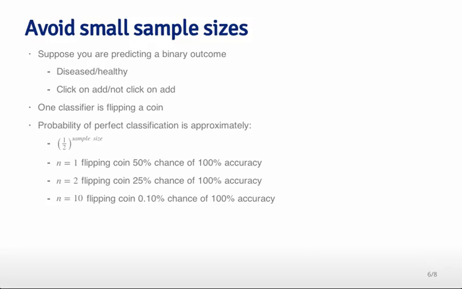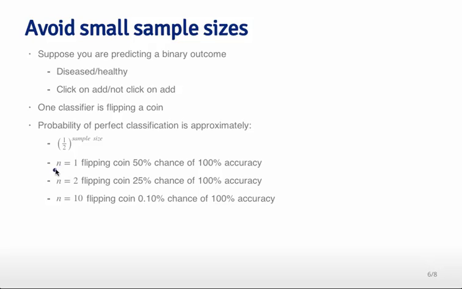You could always just flip a coin and say they'll be diseased if the coin is heads and not diseased if the coin comes up tails. And so the probability of a perfect classification using this really silly algorithm is 1/2 raised to the sample size. In other words, half the time you'll be right just by chance by flipping the coin. And suppose each prediction is independent, then each time that you flip a coin, you multiply by 1/2, which decreases the chance of perfect accuracy.